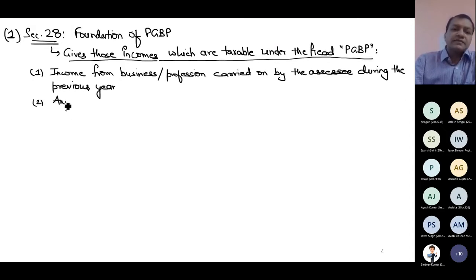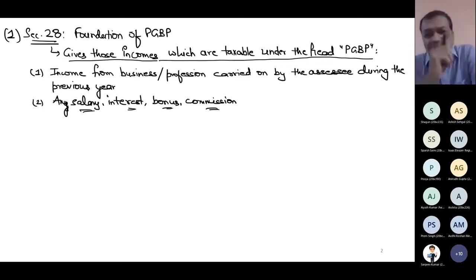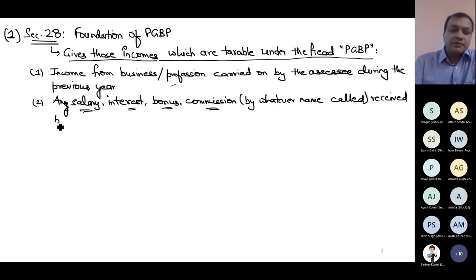Then any salary, interest, bonus, commission, by whatever name called, name does not matter, received by a partner from a firm. These are some examples of names written in the act, because most of the things which a partner gets from the firm are only in these four forms. But still the act says it does not matter by whatever name called the partner is receiving the amount. Any salary, interest, bonus, commission received by a partner from the firm.